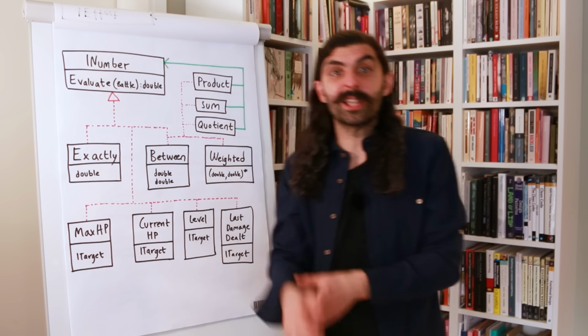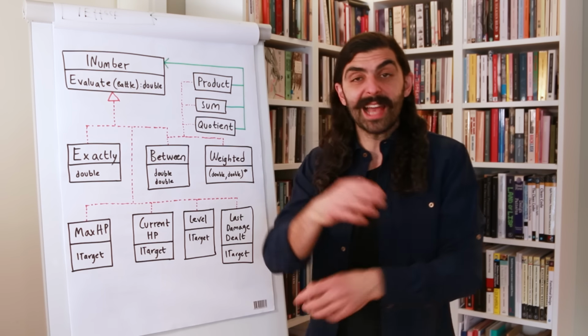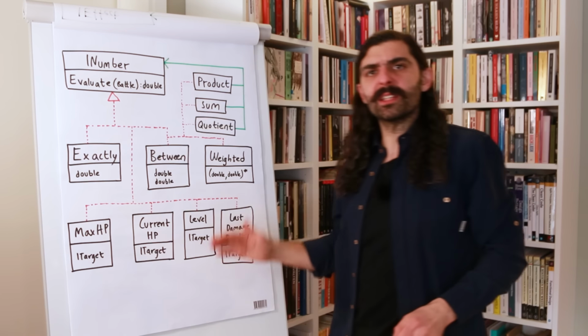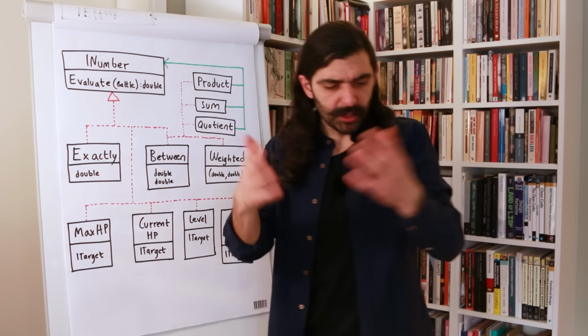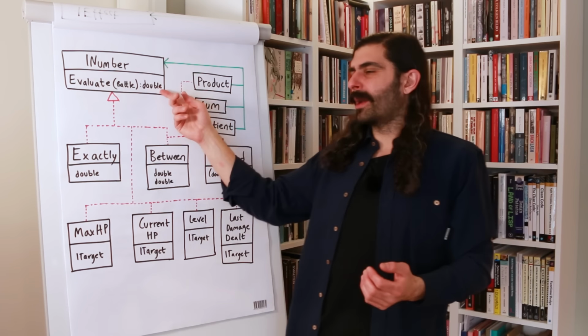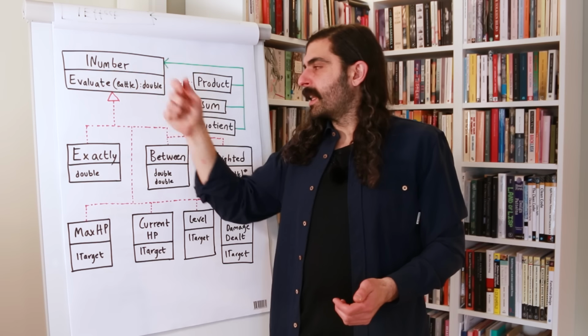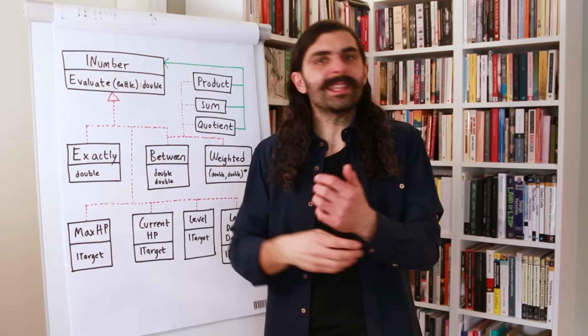Okay, so we are going to look at instantiations. We are going to look at how to actually build moves in just a moment. But before we do that, we have to talk about this abstraction called I number. We have to discuss why we're not just passing around doubles, but why we're instead passing around objects that implement the interface I number. Why this indirection?